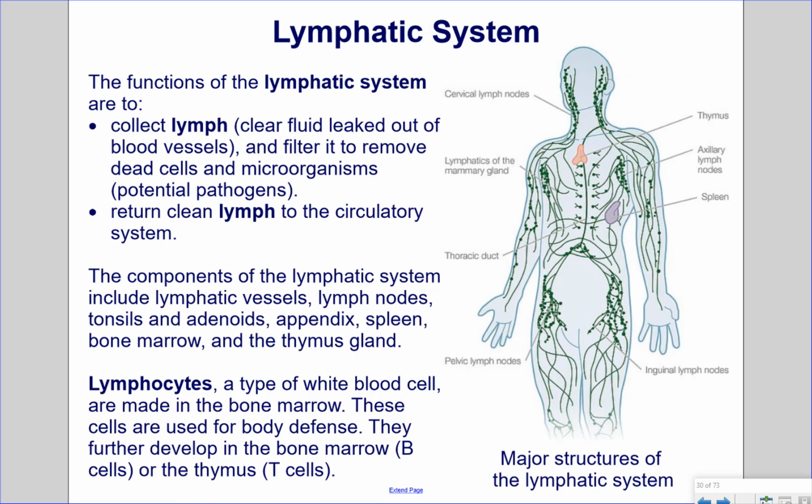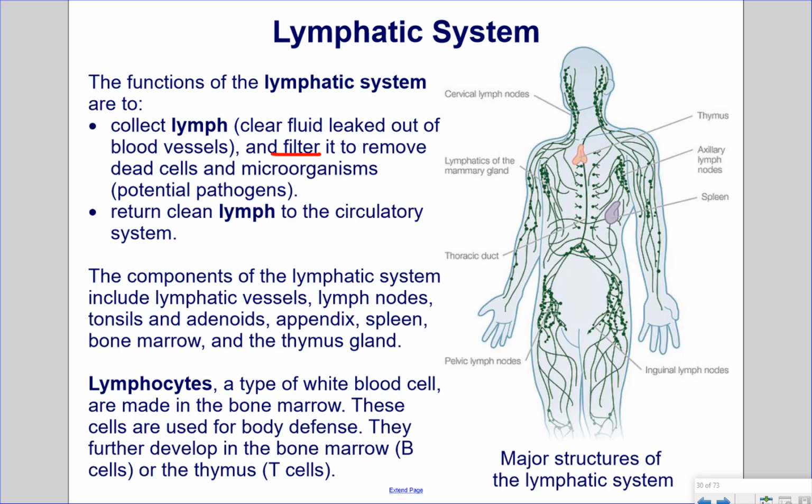Lymphatic system. The functions of the lymphatic system are to collect the lymph, which is a clear fluid leaked out of blood vessels, and filter it to remove dead cells and microorganisms, which could be potential pathogens and can cause harm to the body. Also, the function of the lymphatic system is to return clean lymph to the circulatory system. Without this clean lymph being returned to the circulatory system, there would not be enough blood volume to keep the circulatory system sustained. The components of the lymphatic system include lymphatic vessels, lymph nodes, tonsils and adenoids, appendix, spleen, bone marrow, and the thymus gland.